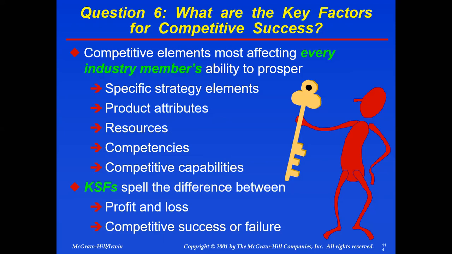And the rationale behind those critical success factors is the same, which we are going to talk about in question number 6 of Strategy Formulation Framework 3 developed by Thompson and Strickland. So competitive elements most affecting every industry member's ability to prosper, and that would include specific strategy elements, product attributes, resources, competencies, competitive capabilities. And KSFs spell the difference between profit and loss and competitive success or failure.